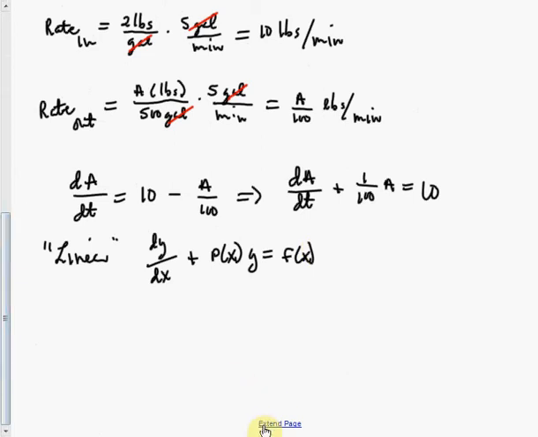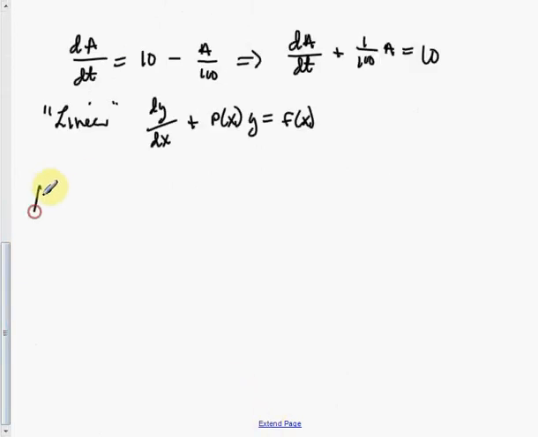So we need to find the integrating factor. So mu is equal to e to the integral of p of x dx. This is e to the integral of 1 over 100, that's that p of x, dt.